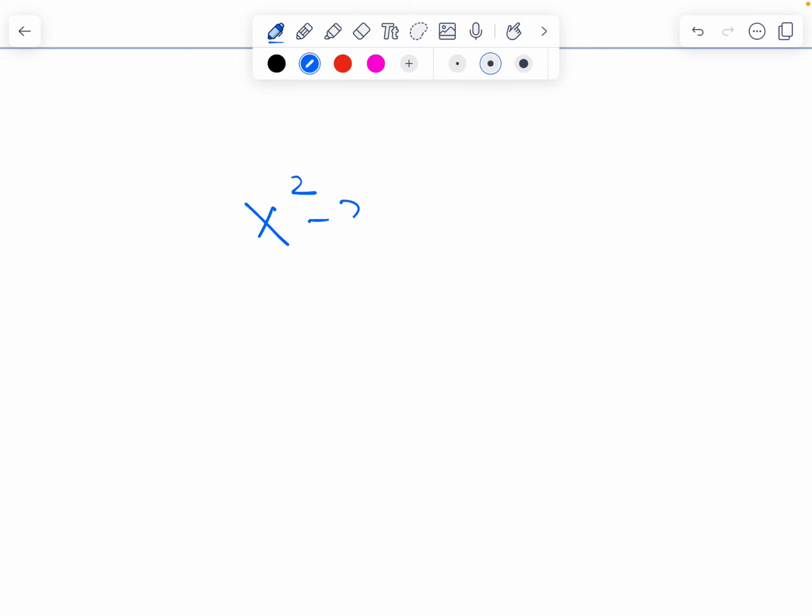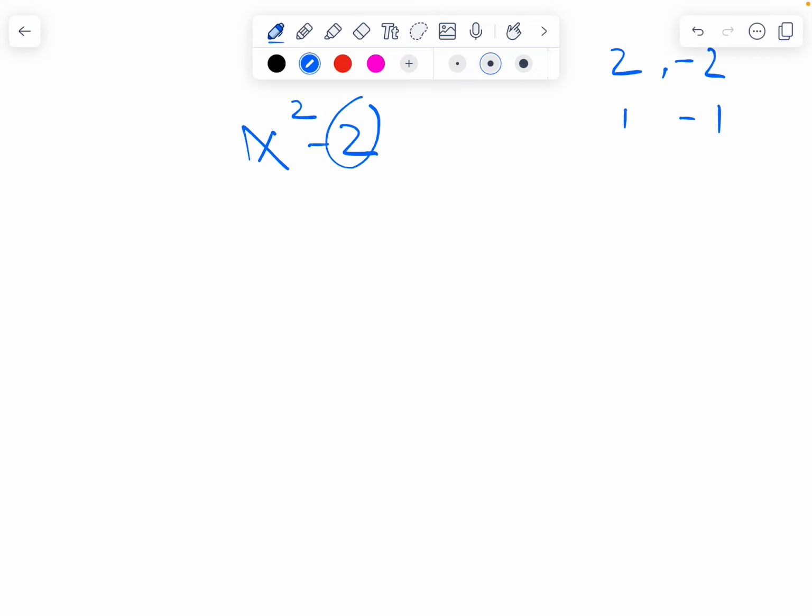It says, prove that x squared minus 2 has no rational roots. Now, there's two ways of doing this. The first one is to apply the rational roots theorem. The rational roots theorem says that if it does have rational roots, they would be the factors of 2 over the factors of 1. So it'd be 2, -2, 1, and -1. And we can apply synthetic division to each of these and see that it's not going to work.